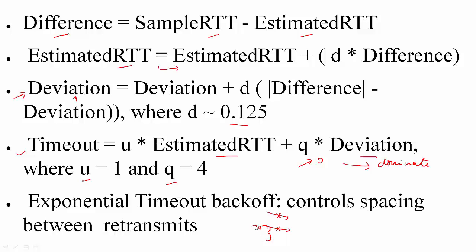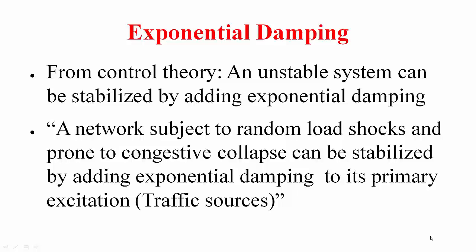So what is done in implementation then is what is called exponential backoff. In other words, if your timeout value here was 1 second, here before you retransmit this retransmission, you wait for 2 seconds. If this were also lost, you will wait for 4 seconds before you retransmit it. The reason for this comes from control theory. It's called exponential damping. Any unstable system can be stabilized by adding exponential damping.